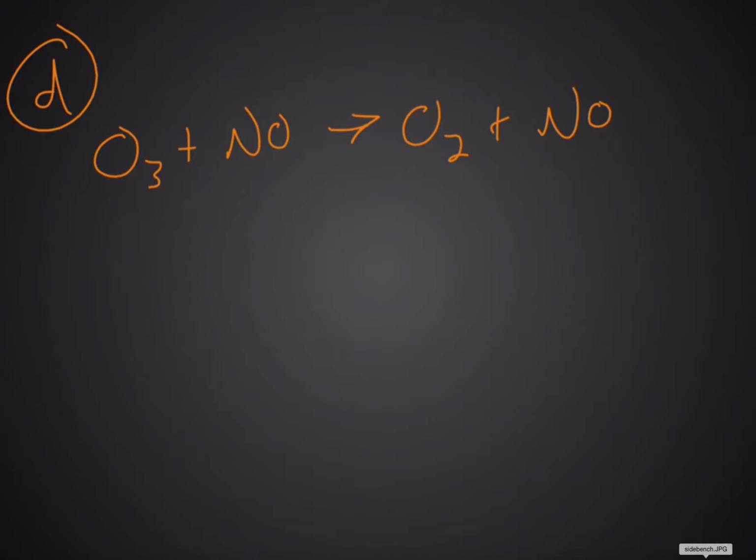Part D. So we have oxygen, O3, or ozone, plus nitrogen monoxide, producing oxygen gas and nitrogen dioxide. Okay, so here we have ozone is still elemental oxygen, even though it's O3. It's just another state or another version of elemental oxygen. The elemental oxygen here has a state of 0.